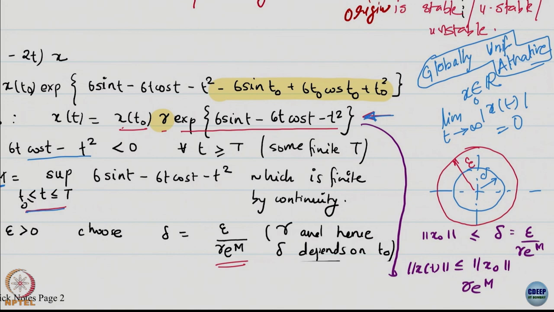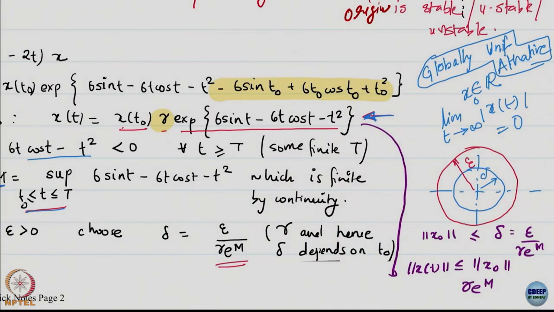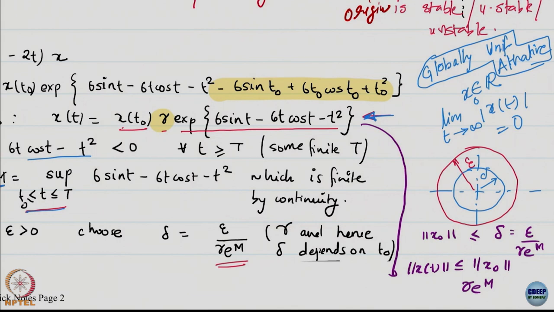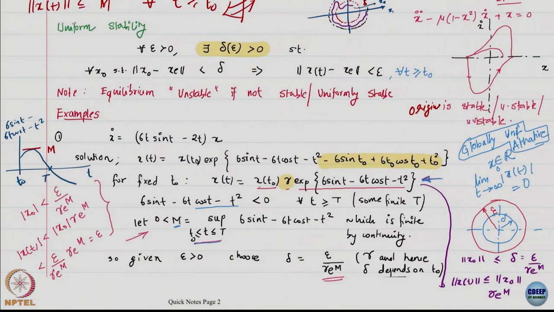But notice very carefully that my delta depends on the initial time, very important. I can't change that. So all I've proven is stability in the sense of Lyapunov, not uniform stability in the sense of Lyapunov, because my delta depends on the initial time. Also remember that it depends on epsilon. You give me a small epsilon ball, I'll give you a small delta. If you give me a large epsilon ball, I'll give you a large delta. So delta will scale linearly with epsilon in this particular case. You can't ignore this. So not guaranteeing any boundedness. Great, I hope everybody is convinced that this is stable. What about uniform stability?